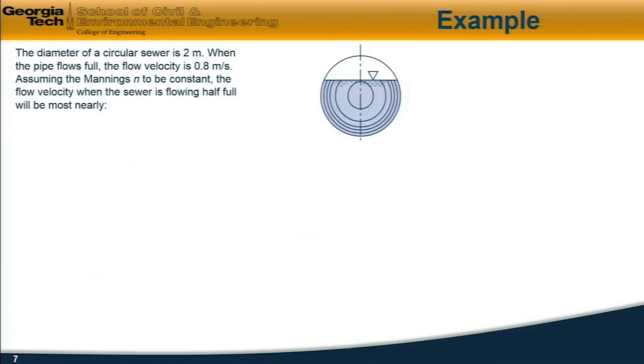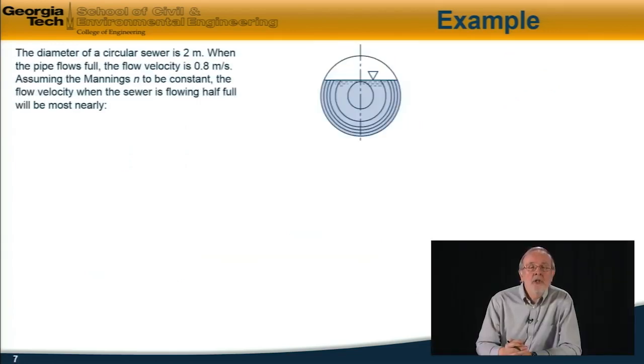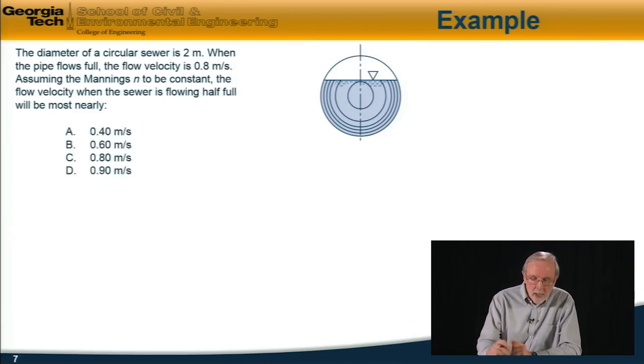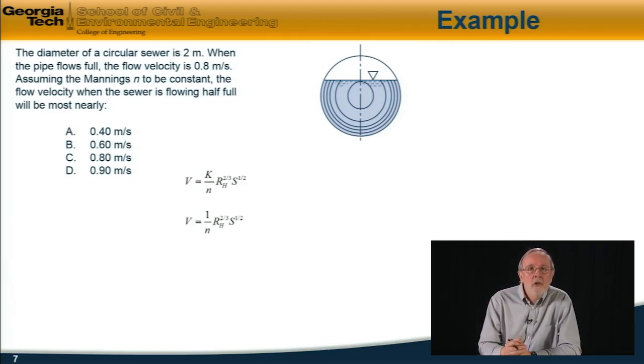The next question, we have a circular sewer which is 2 meters in diameter. When the pipe flows full, the velocity is 0.8 meters per second. Assuming Manning's n to be constant, the flow velocity when it's flowing half full is most nearly which of these? Again, we start with our basic Manning's equation in terms of velocity this time. And again, K is equal to 1 because we're working in metric units.